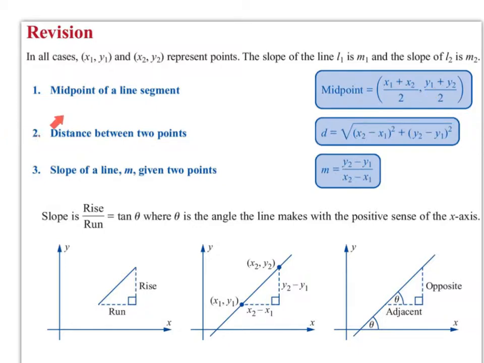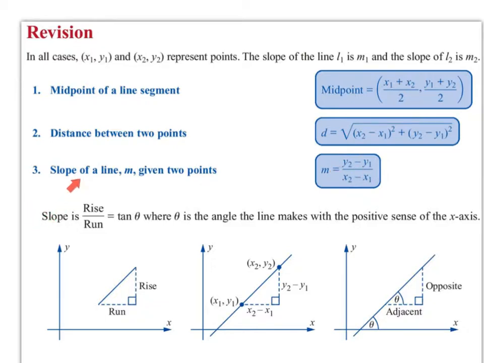2. Distance between 2 points. d is equal to the square root of (x2 minus x1) squared plus (y2 minus y1) squared. 3. Slope of a line, m, given 2 points. m is equal to (y2 minus y1) divided by (x2 minus x1).